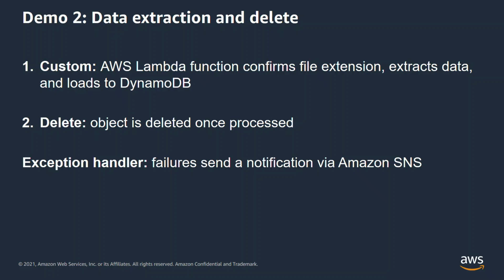In demo 2, I'll cover a data extraction scenario. First, we'll create a custom step using an AWS Lambda function to confirm that the file extension is CSV and extract and load the CSV data. Then we'll set a step to delete the object once we have the data loaded. Also set an exception handler step that we'll review.